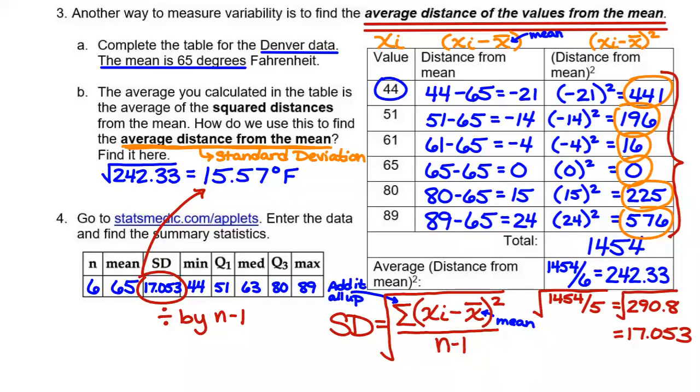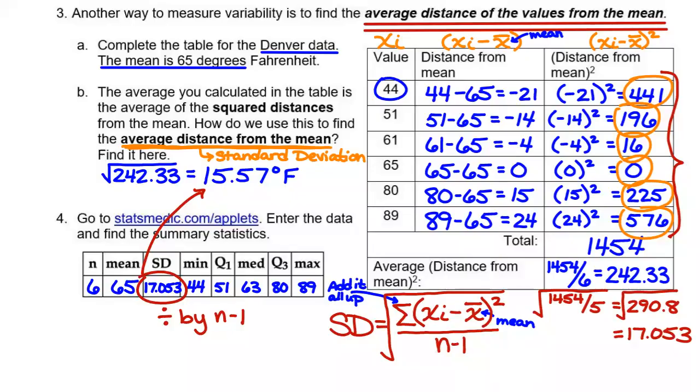We say that the mean is non-resistant, and we say that the standard deviation is non-resistant. They are easily influenced by outliers and skews. Okay, we're almost done. Easily influenced by outliers and skews.